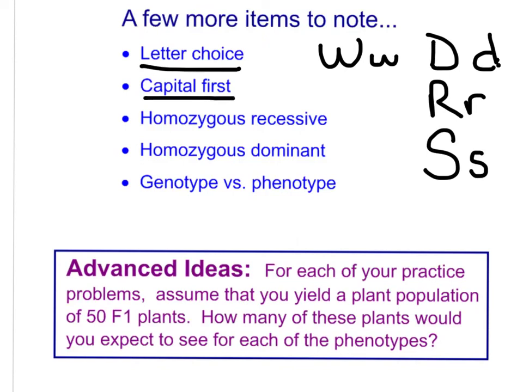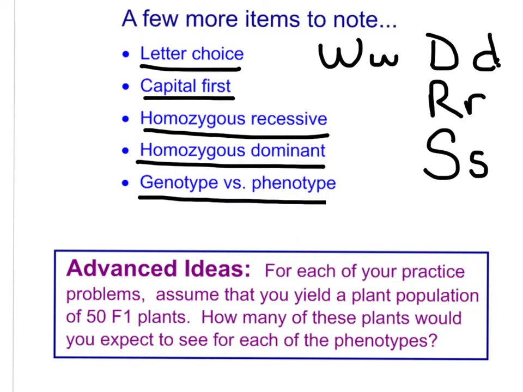Also, we always put the capital letter first when we are writing our genotypes. And just remember, homozygous recessive means that it's the two recessive alleles in the genotype. Homozygous dominant just means the two dominant alleles are the genotype. A heterozygote means one of each. It means one dominant and one recessive. That's a heterozygote. And then just remember the difference between genotype and phenotype. Genotype are the type of genes.